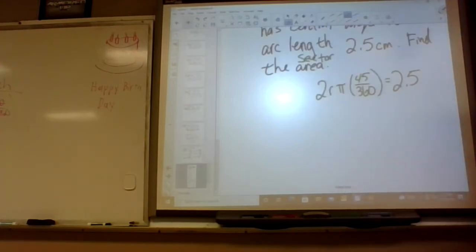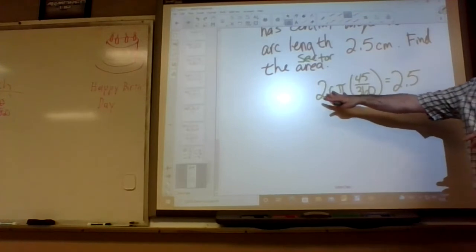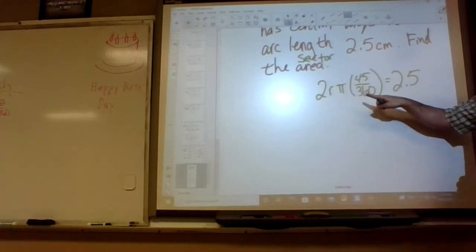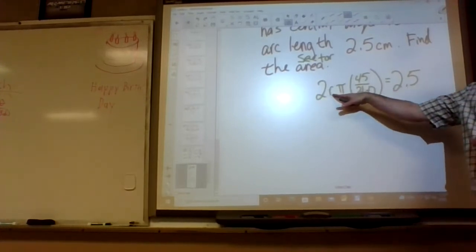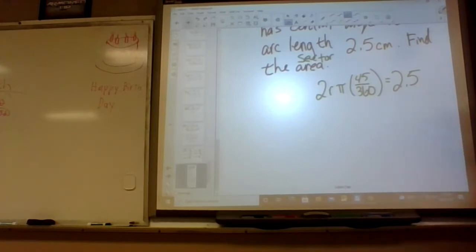Okay, how do we find r here? It's basically divide everything, right? Divide 45 over 360, divide by 2 pi. And let's round it to the tenths place or something.